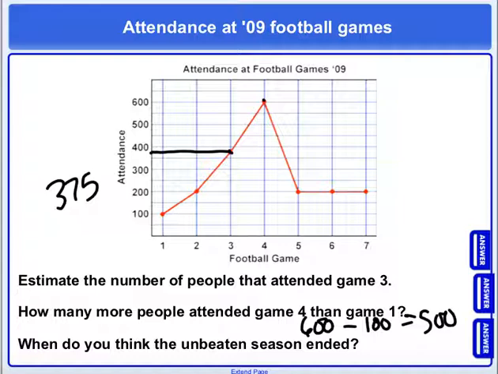When do you think the unbeaten season ended? Well, it looks like as they stayed unbeaten, more and more people came. They went up and up and up, but maybe they lost game 4, and so not as many people came to game 5. It looks like their unbeaten season came down on game 4.